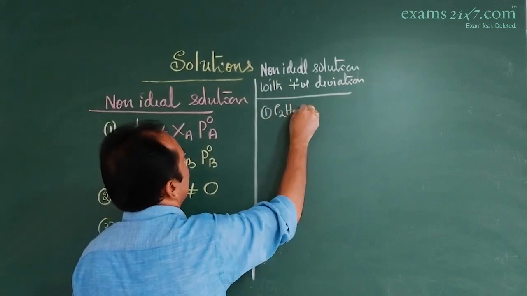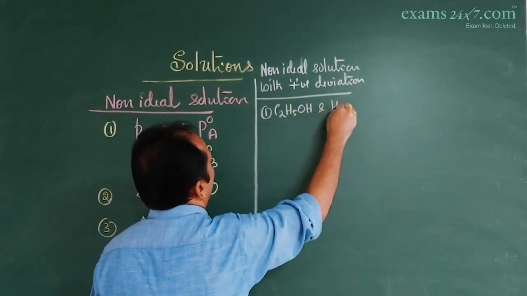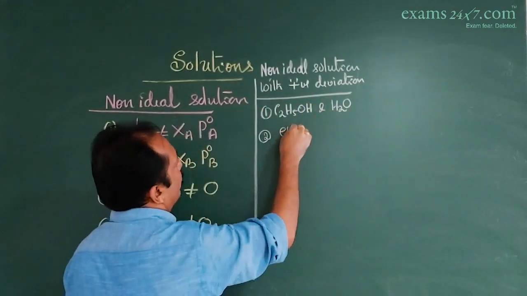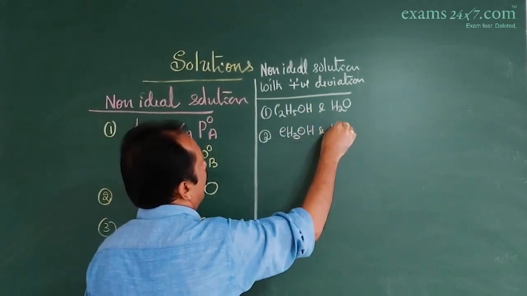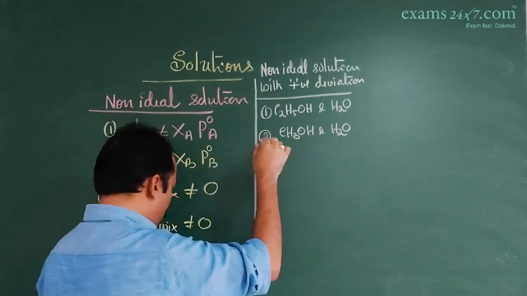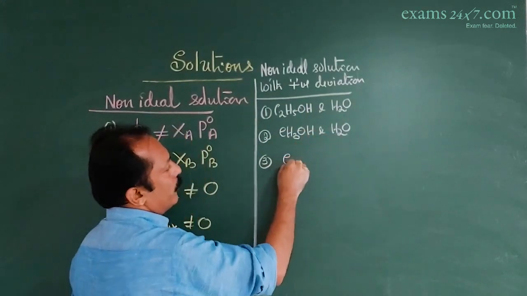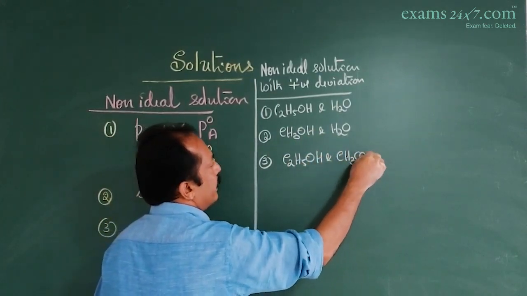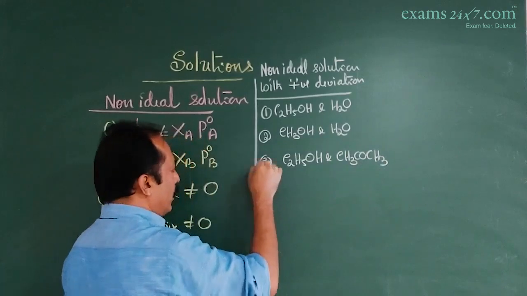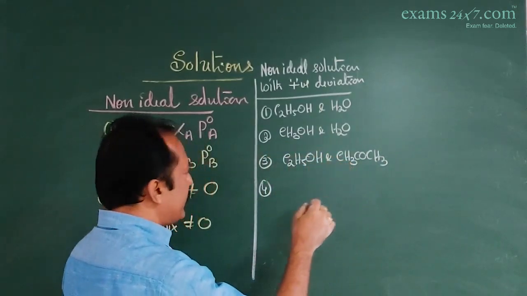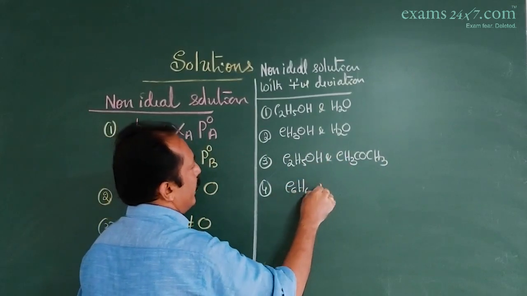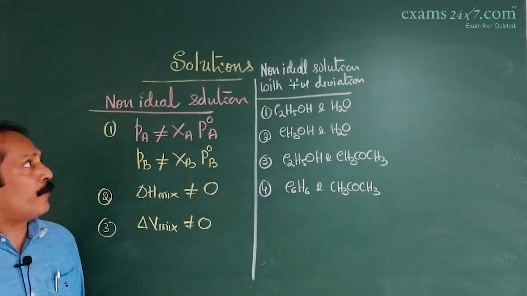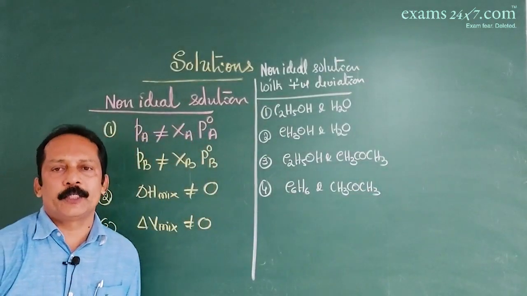Ethanol and water, C2H5OH and H2O. Second example is methanol and water, CH3OH and water. Third is a combination of ethanol and acetone, C2H5OH and CH3COCH3. The fourth example, benzene and acetone, C6H6 and CH3COCH3. See, these are examples for non-ideal solution with positive deviation.